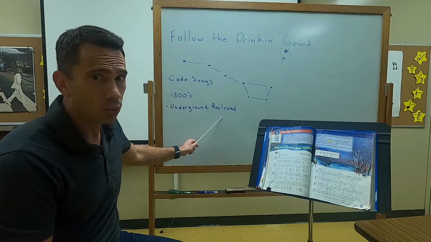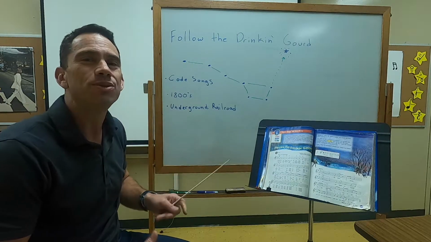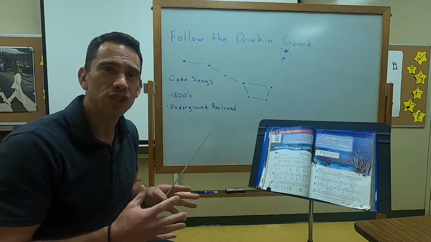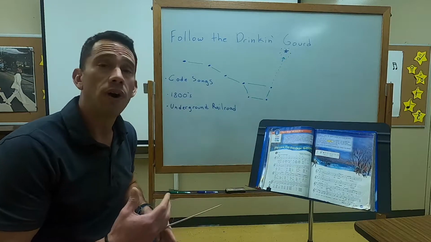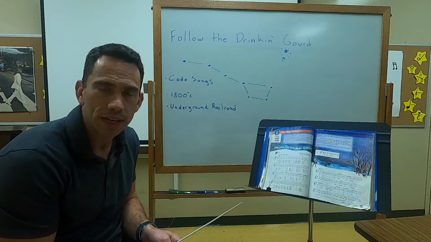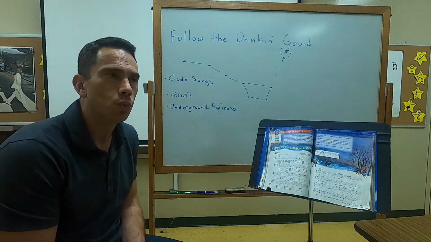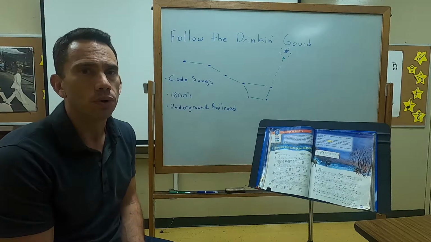Now that's also a code word because it was not underground and it wasn't a railroad. It was a secret system that the slaves used to get to freedom in the North. They would travel at night, follow riverbanks, use the stars, hide out in people's houses who wanted to help them, and eventually after weeks and weeks, they would make their way on foot all the way to the north.